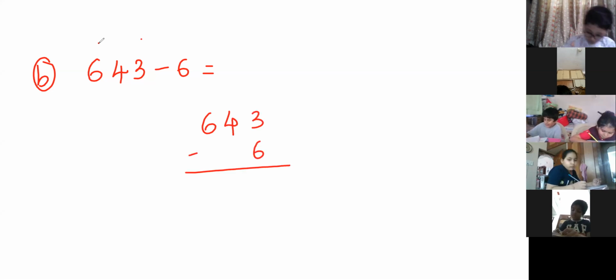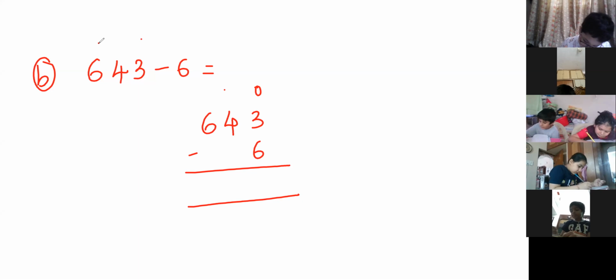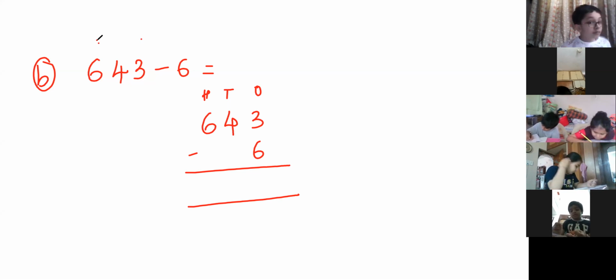See, children, here there is a need to regroup this number. Let us see now. 643 minus 6 is there, right? Here there is a need to regroup. Why? Because let's come to the ones place numbers. Here we have 3. 3 minus 6. Can you subtract 6 from 3?